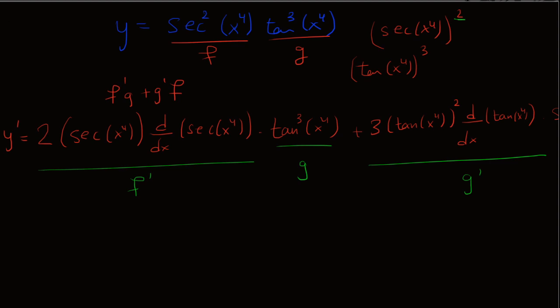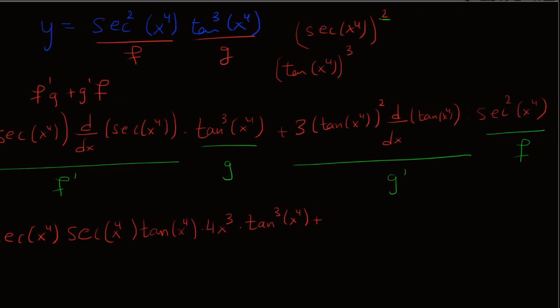So the derivative of secant x to the fourth. The outside function there is secant. The derivative of secant is secant tangent. And what goes in the parentheses never changes, so that's going to be x to the fourth. And then multiply by the derivative of x to the fourth by chain rule, which is 4x cubed. And then we're going to multiply it by g, which is tangent cubed x to the fourth.